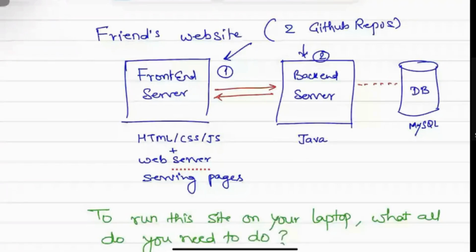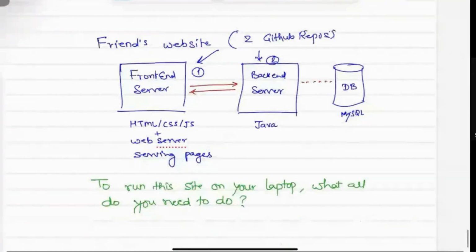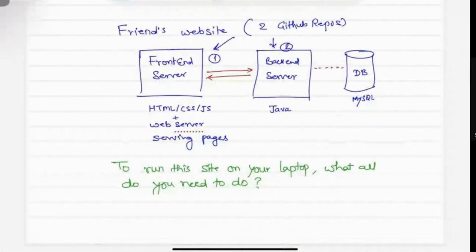Yeah, I want answer of this question from you. So scenario is in front of you. All you have is two GitHub repos and a database information. You have access to your friend also. Your friend will also help you if you want to run it. But what is your understanding? What all you will be required to do to run this site on your laptop? Let's say you are another developer who wants to work with your friend on his or her website.